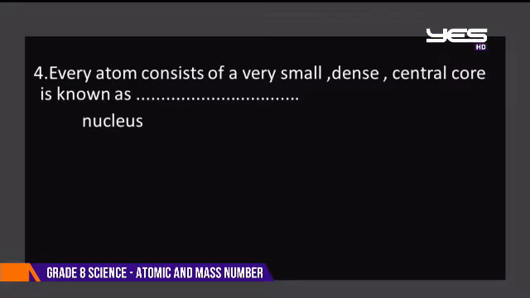And the fourth sample question is, every atom consists of a very small dense central core known as what? It is known as dash, that is the nucleus of the atom. The central part or central core of the atom is known as the nucleus.